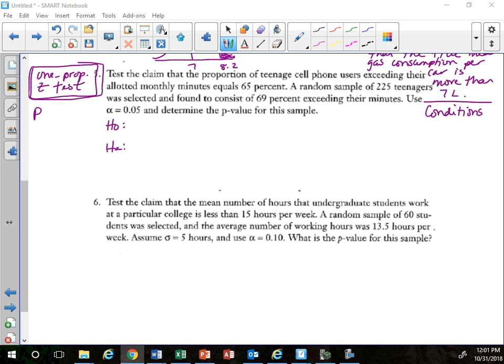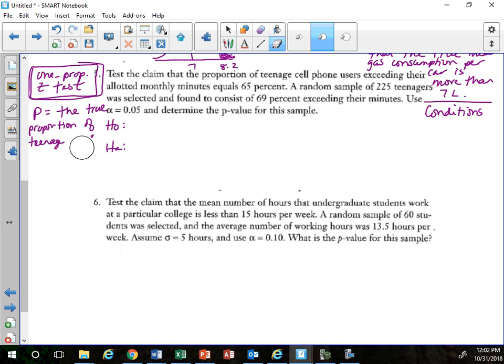What do we have for our P? Like defining the parameter. What do you guys want to say? 0.65? No, with words. What are we talking about? The true mean of cell phone calls. Not true mean. True proportion of teenage cell phone users exceeding.